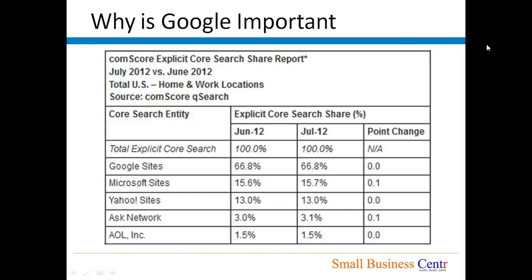This is the latest figure that I have for the US alone from comScore, and in July, last month, 66.8% of those 4.6 billion searches were done on Google. The nearest competitor, Microsoft Bing, was nowhere even close to how many searches are done on Google, at a little under 16%. Now, this is the figure only for the US. If you look at a global perspective, then slightly over 80% of searches globally are done on Google itself. That's a lot of searches that you simply cannot ignore.